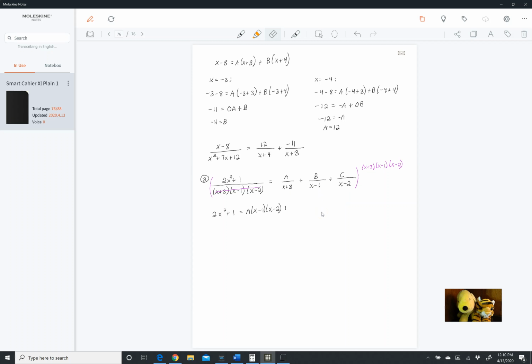Then we have the B. Now with the B, we're left with x plus 3, and we're left with x minus 2. The x minus 1 canceled. And with the C, hopefully you could pause the tape and you could see what is canceling. You can write it out. But with C, the x minus 2 cancels.